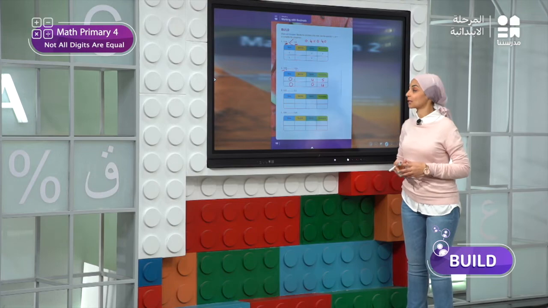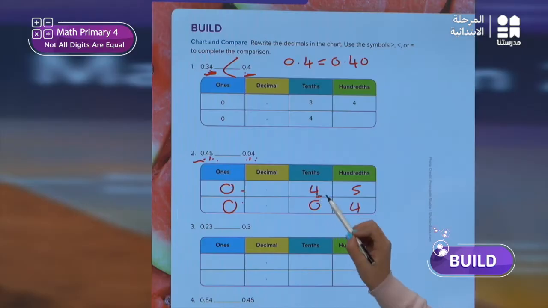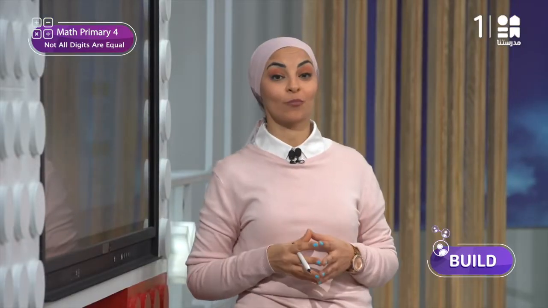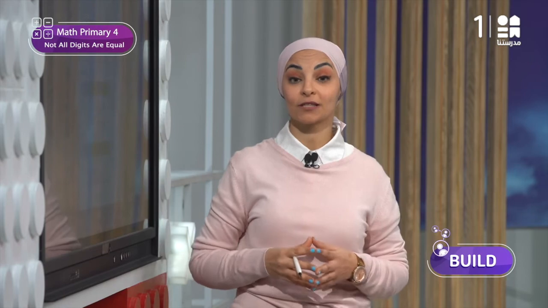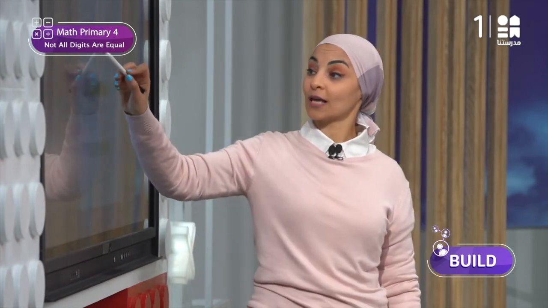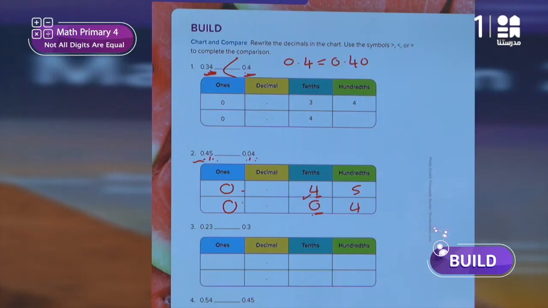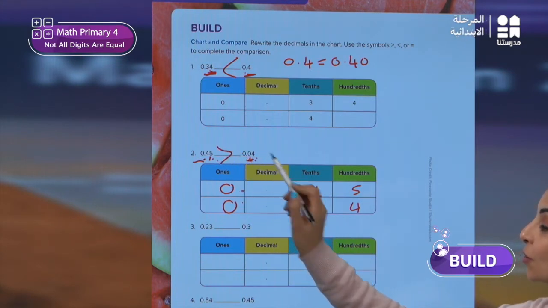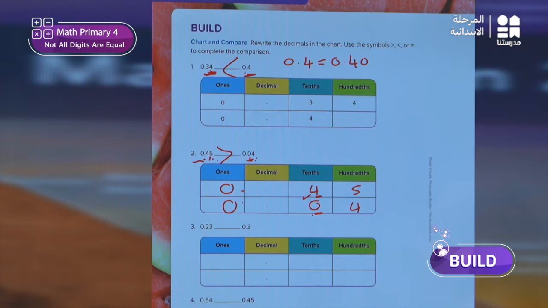To compare the tenths, here I have the first one 4 tenths, the second one 0 tenths. So which number is greatest, one or the other? Of course, 4 tenths is greater than 0 tenths, and that means 45 hundredths is greater than 4 hundredths, right?